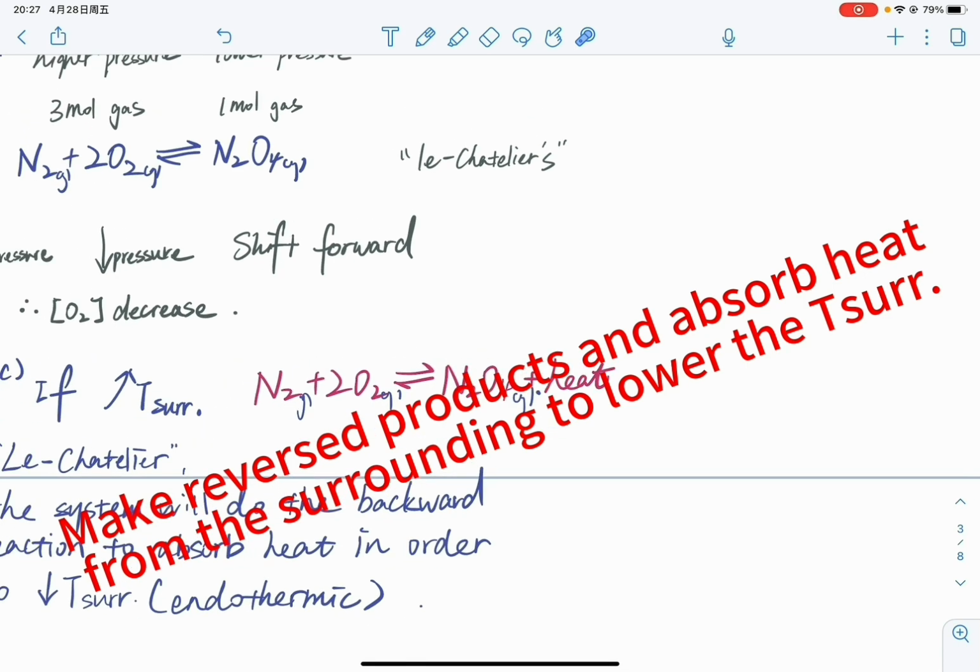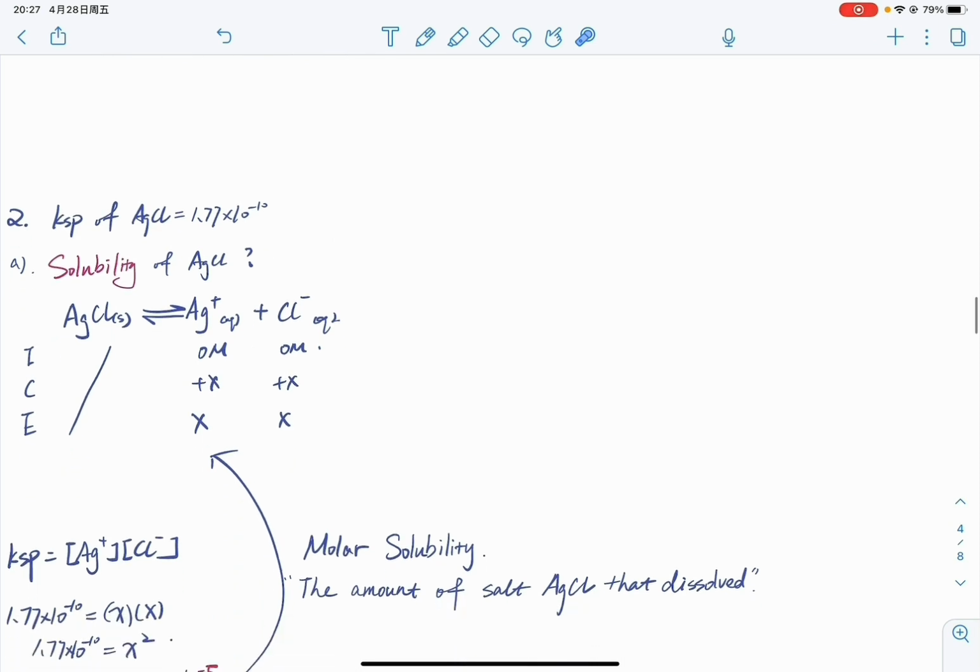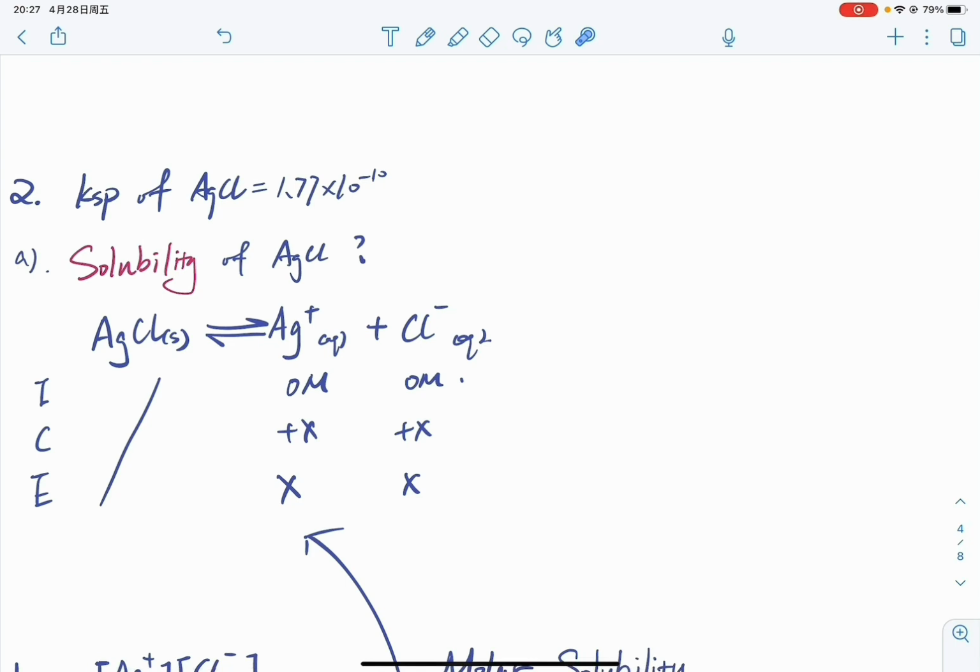So the next question is 2A. Basically, 2A gives us the KSP of AgCl, and it wants us to find the solubility of AgCl. We can just write the dissociation equation first, and we set up an ICE table, and we don't care about solids in equilibrium. We also know that the products initially will be 0 in this case, and the coefficients in front of them are 1 and 1, which means their changes are going to be plus x. Because there are no products initially, the reaction has to go forward in order to make products. And the concentrations at equilibrium will also be x and x.